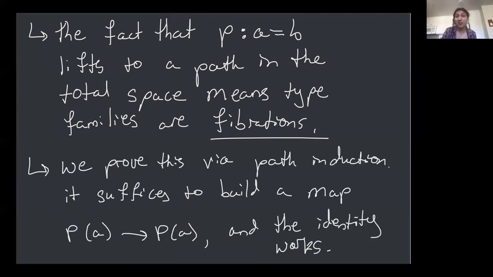And we prove this by path induction. And again, this is one of the places where path induction just feels magical, because it suffices to prove it in the case that I'm just going from P of A to P of A, and then just use the identity function. And somehow proving it for one fiber sort of automatically proves it for every fiber at once. And it's worth meditating on why that works.